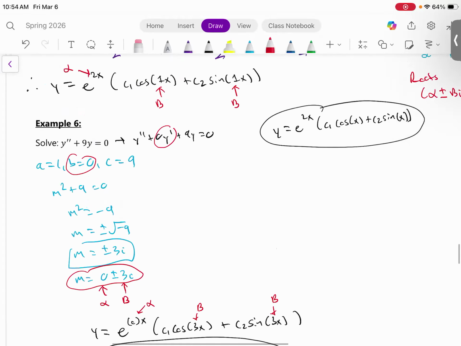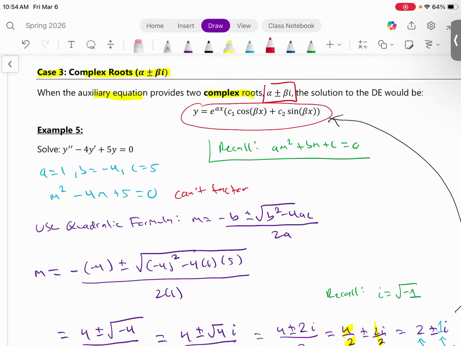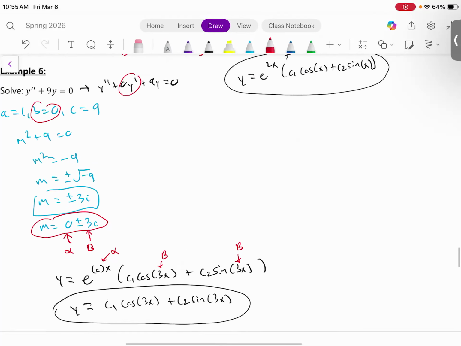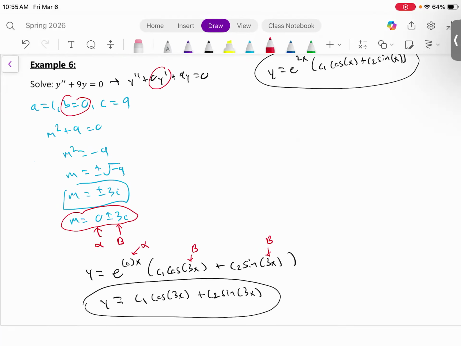So when we plug these into our solution here, we get e to the 0x. Well, 0 times x is 0, so e to the 0 is just going to be 1, so that exponential term goes away. And so I'm just left with c1 cosine 3x plus c2 sine 3x. That's a good example of when y prime isn't present, what do we do, and a good example of when alpha isn't explicitly shown, that it is just going to be 0.